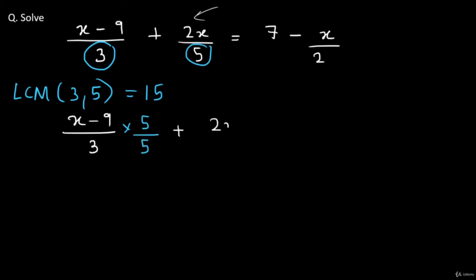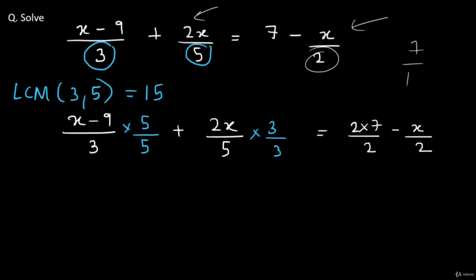Alright, so plus, and 2x/5 has to be changed to a fraction with 15 in the denominator. For that I multiply the numerator and denominator by 3. So this becomes (x − 9)/3 × 5/5 + 2x/5 × 3/3. Now what about the right hand side? Over here I have 7, that's the same as 7/1. I need to change this to a fraction with 2 in the denominator. So this is 2 × 7/2 − x/2.